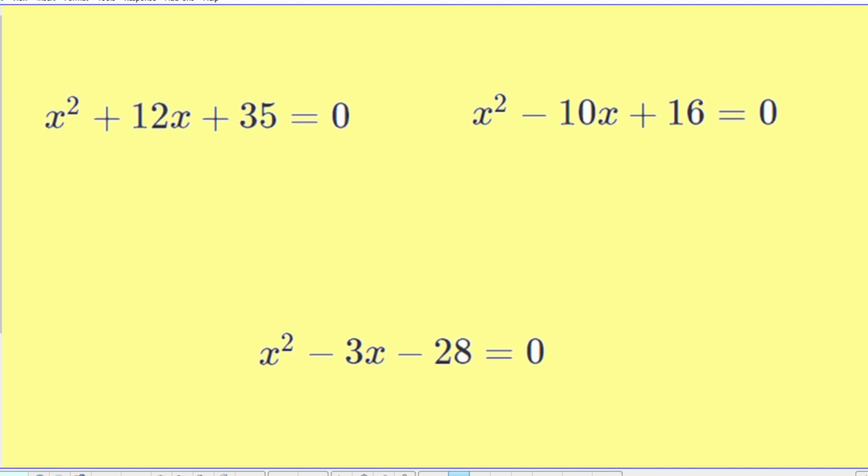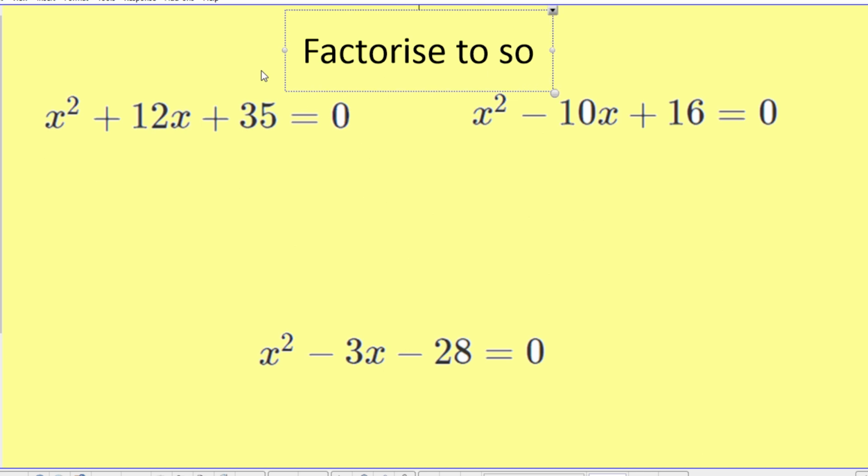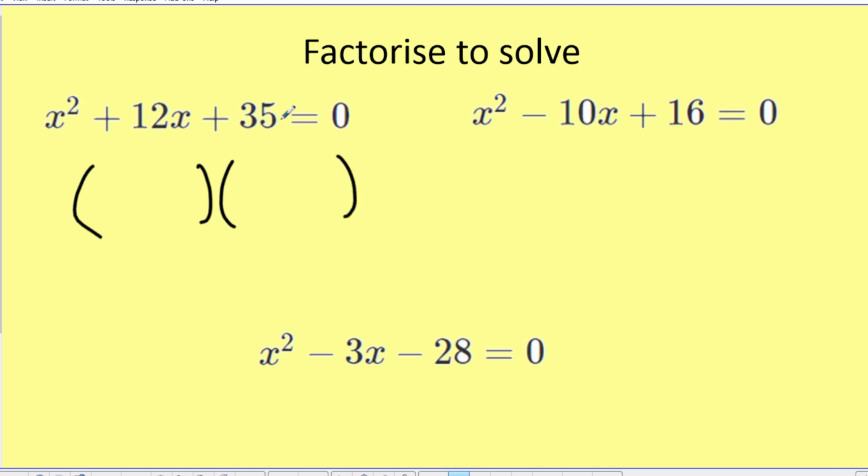The final step on this is when we have to factorize to solve. In the question, it might say factorize to solve. To do that, we just do the exact same thing we've just done. So we're going to factorize first. We need two numbers that are going to make 35 and add to 12. So to make 35, you've got 5 times 7, 1 times 35. I can't think of any others. So let's see if that works.